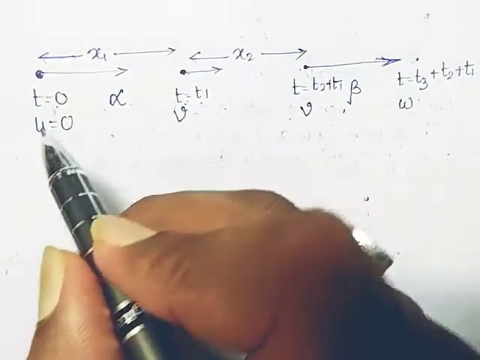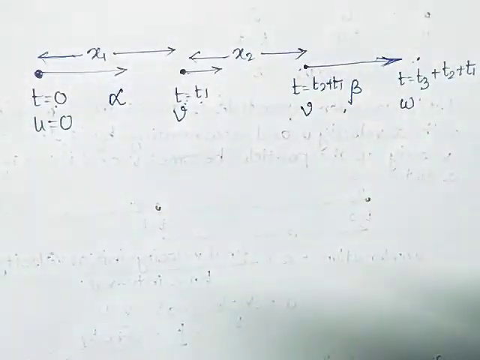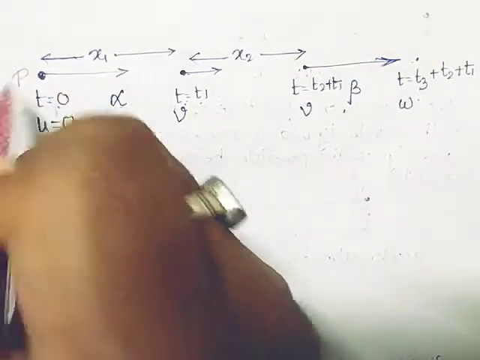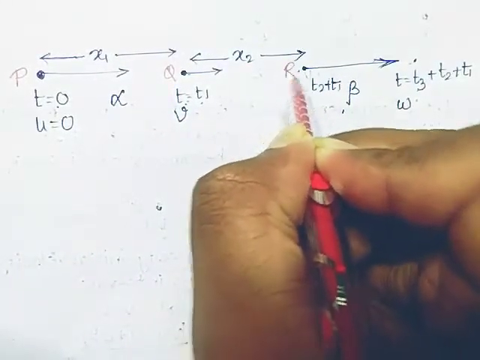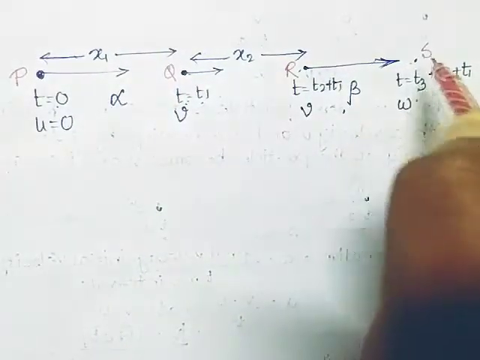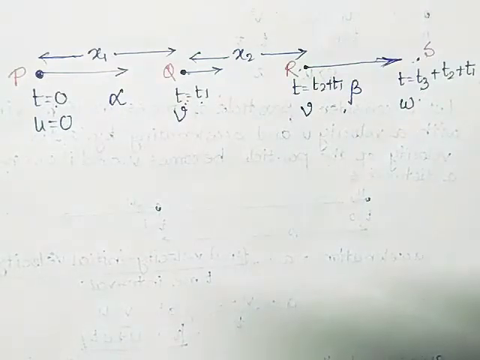So let us mention these points. It starts from the point capital P, then reaches Q, after that reaches R, after that it reaches S. So in going from P to Q, it takes the time t1. In going from Q to R, it takes the time t2. In going from R to S, it takes the time t3. So this is the thing.